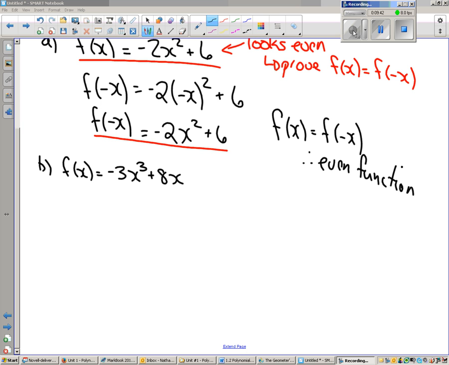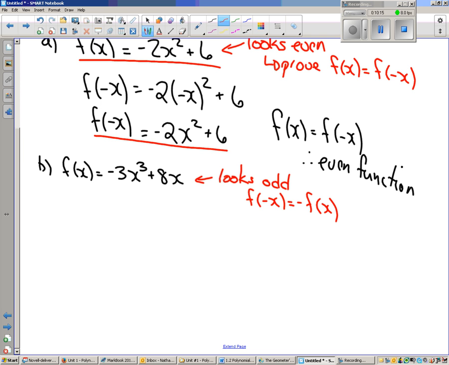Our second example, we're going to classify the function f of x, and that function is negative 3x cubed plus 8x. What do we think that function is going to be? Do we think the function is going to be even or odd? Odd. Okay. So it looks odd. What's the condition for it being an odd function? Okay. So it has to satisfy this.